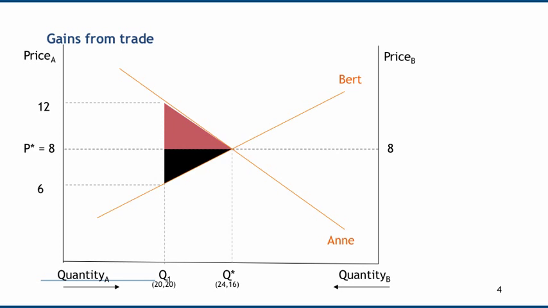Moving from Q1 to Q star is an efficient reallocation of goods, and we're going to use Q star as a reference point to see the absolute maximum amount of gains that can be made through exchange.